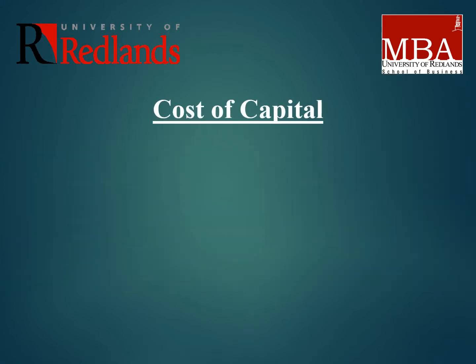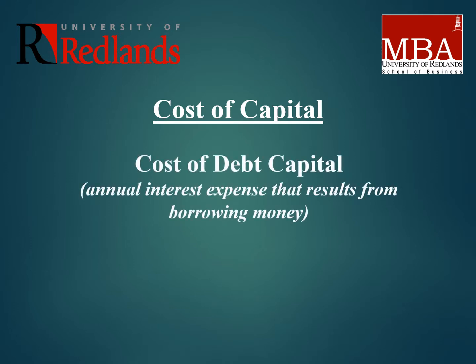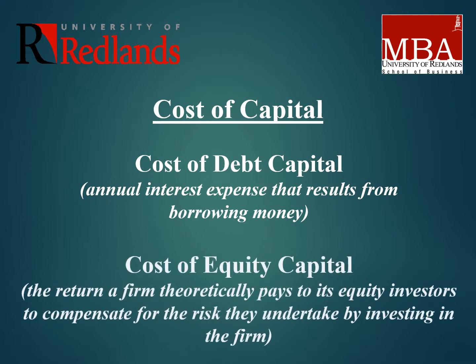Total cost of capital is made up of two components. The cost of debt capital, which is nothing more than the annual interest expense that results from borrowing money, and the cost of equity capital. This is the return a firm theoretically pays to its equity investors to compensate for the risk they undertake by investing in the firm.